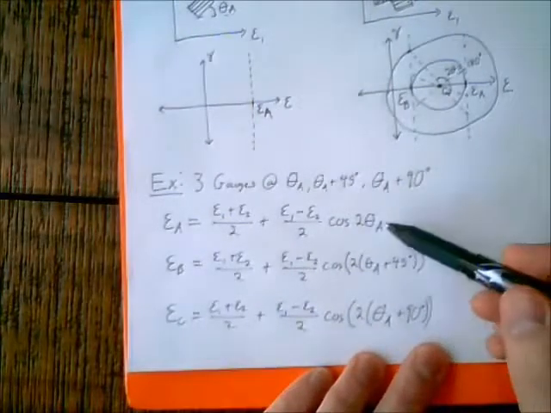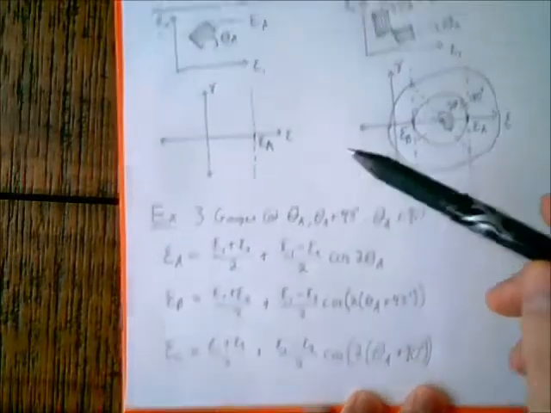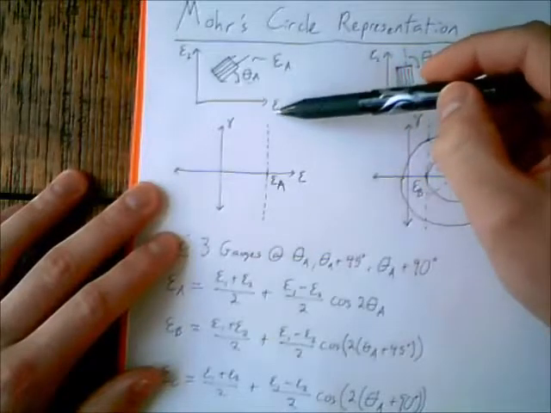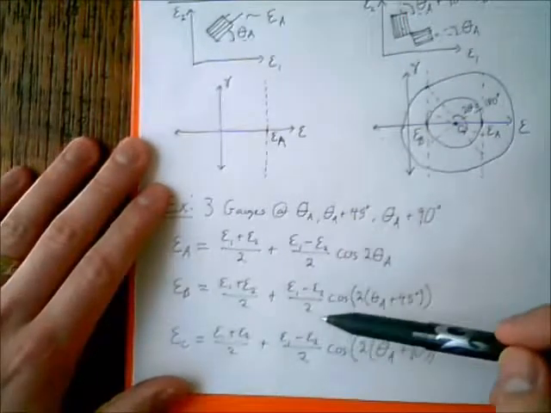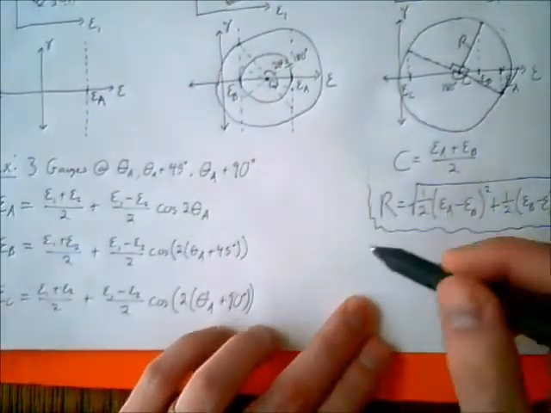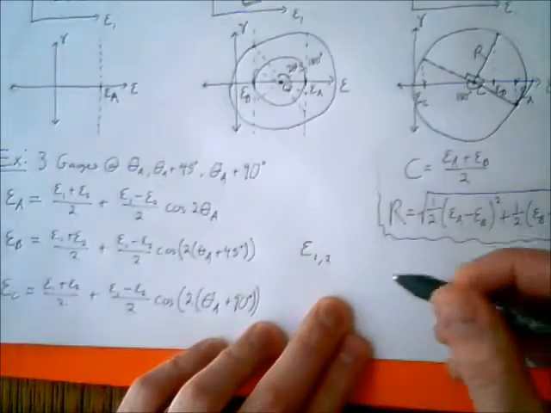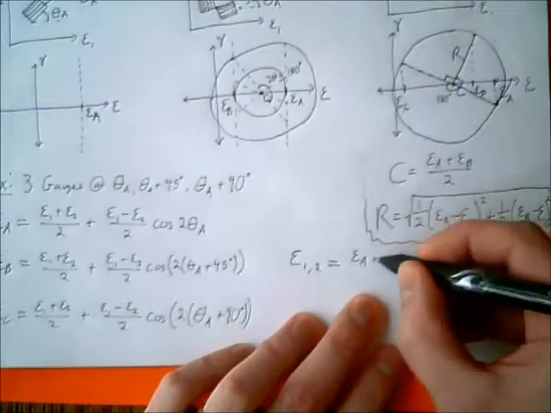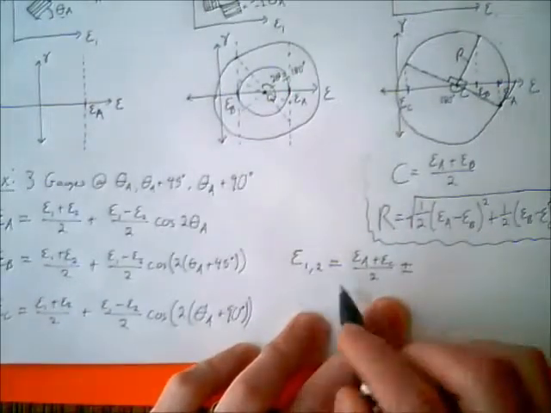So here now, I have three unknowns. I don't know what epsilon 1 or epsilon 2 are, and I don't know what my theta A is. So I don't know exactly what my strain values are or what their angle is relative to the principal strains, but now that I have three strain equations, I can do some algebraic manipulation, get these all together, and what I end up with is my epsilon 1 and 2, my principal strains, are equal to epsilon A plus epsilon C over 2 plus or minus for the first and second principal strains.